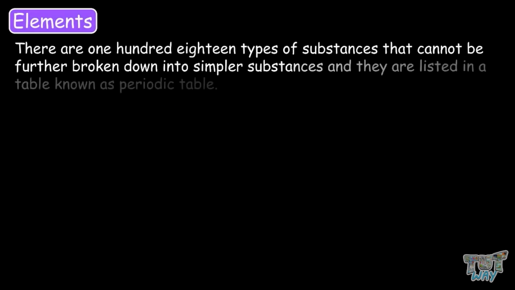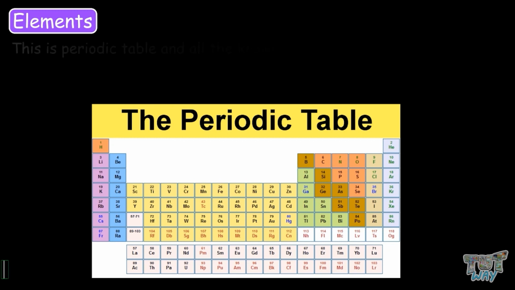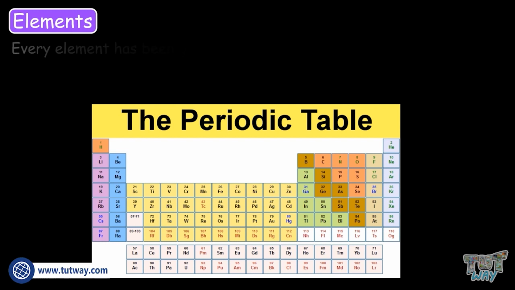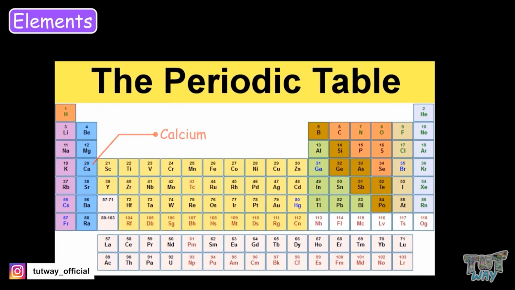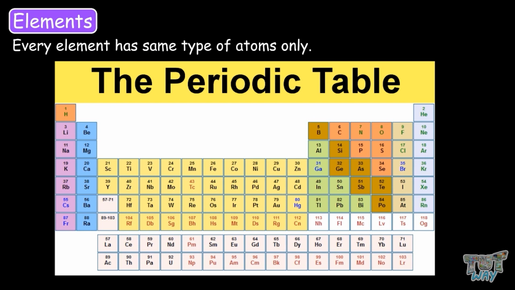There are 118 types of substances that cannot be further broken down into simpler substances, and they are listed in the table known as the periodic table. This is the periodic table, and all the known elements or types of matter are listed in this table. These are all the elements. Every element has been given a symbol. Ca stands for calcium, Cu stands for copper, Ni stands for nickel, O stands for oxygen, and so on and so forth. And every element has the same types of atoms only.